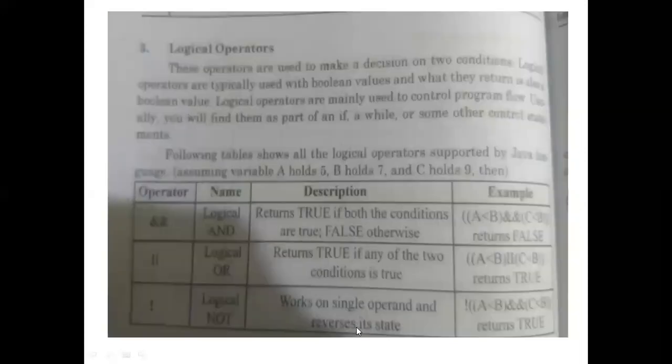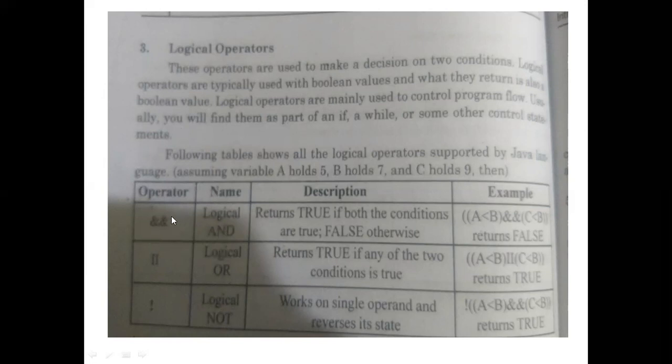So next is logical operator. These operators are used to make a decision on two conditions. Logical operators are typically used on Boolean values, and what they return is also a Boolean value. Logical operators are mainly used to control program flow. Usually you will find them as a part of an if, a while, or some other control statement. Following table shows all the logical operators supported by Java. So for example, the value of A is 5, B holds 7 and C holds 9. Then this is ampersand, this is known as logical and.